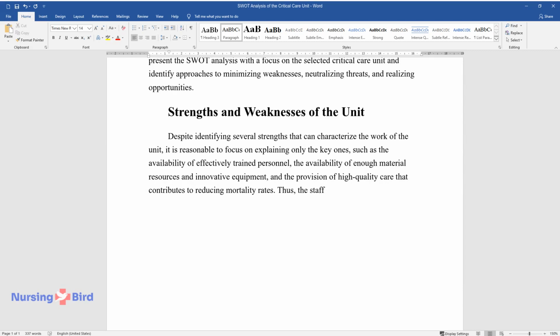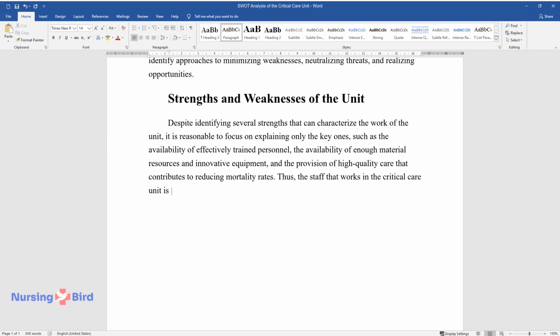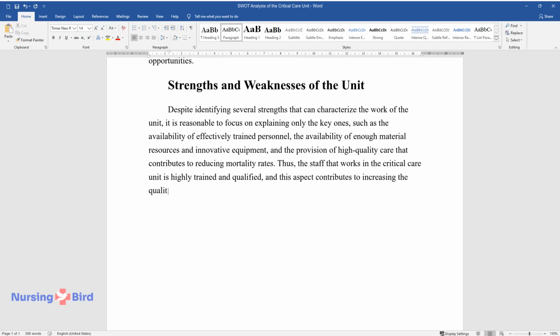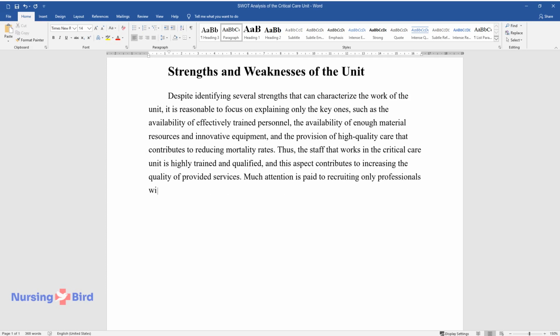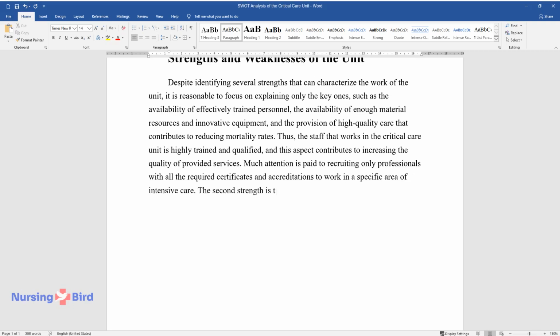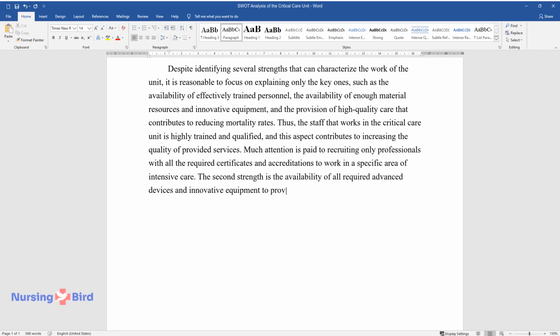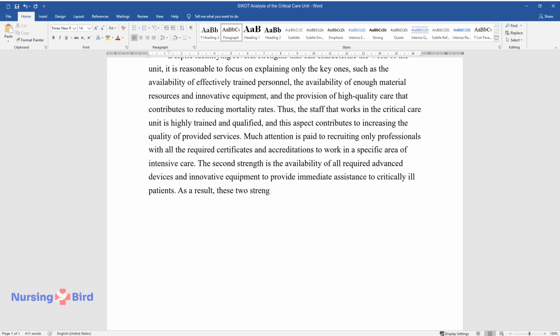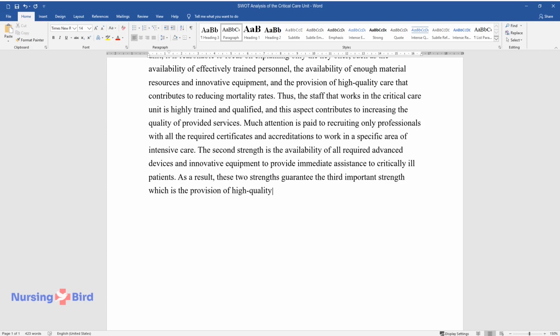Thus, the staff that works in the critical care unit is highly trained and qualified, and this aspect contributes to increasing the quality of provided services. Much attention is paid to recruiting only professionals with all the required certificates and accreditations to work in a specific area of intensive care. The second strength is the availability of all required advanced devices and innovative equipment to provide immediate assistance to critically ill patients. As a result, these two strengths guarantee the third important strength, which is the provision of high-quality care.